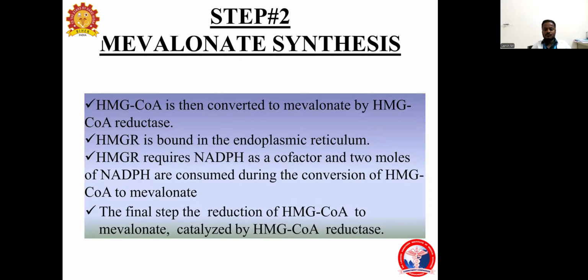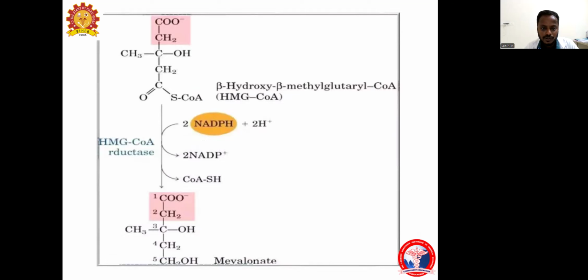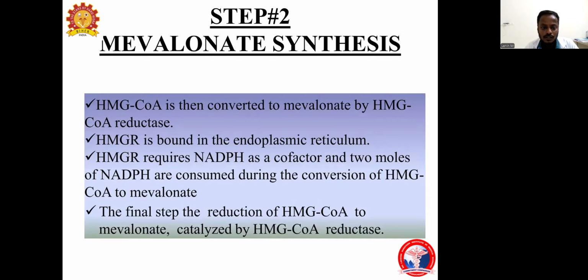So that is mevalonate synthesis. This is mevalonate formation. HMG-CoA is then converted to mevalonate by the HMG-CoA reductase enzyme. It is bound to the endoplasmic reticulum. NADPH acts as a cofactor, and two molecules of NADPH are consumed during the conversion of HMG-CoA to mevalonate, the final step catalyzed by HMG-CoA reductase.